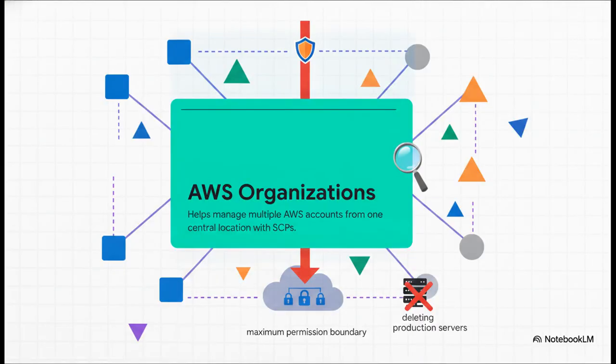Now let's look at AWS Organizations and see how it builds on that. Organizations helps you manage multiple AWS accounts from one central spot. Sure, you get consolidated billing, which is nice, but for security, the real magic is Service Control Policies, or SCPs. It's a brilliant way to enforce security from the top down.